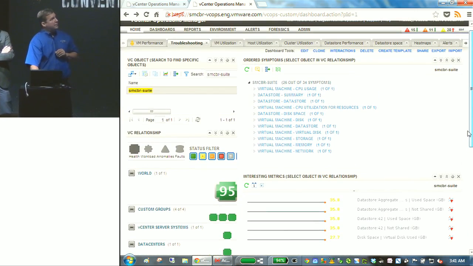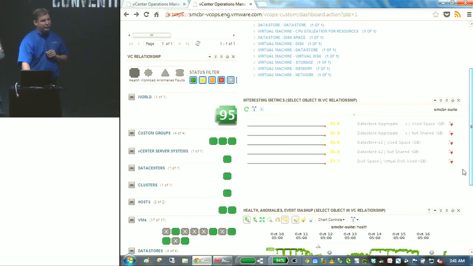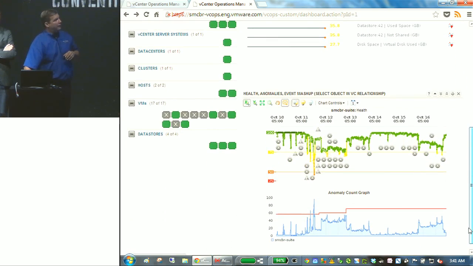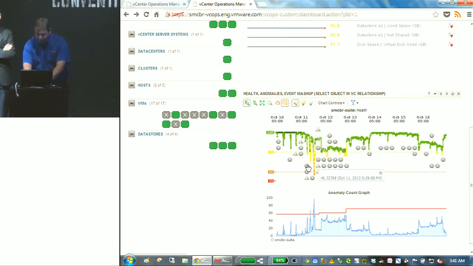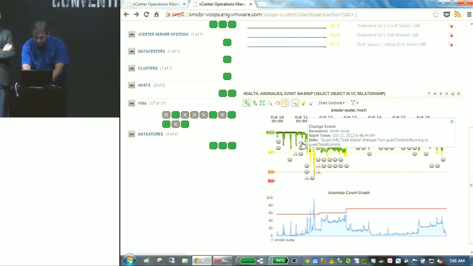Here I have the list of symptoms in order, then I have the most interesting metrics. We calculate these dynamically based on the symptoms. Here we're showing you data store issues. And then this nice event graph, which shows you all the things that happened back in time, which is another nice little graph.